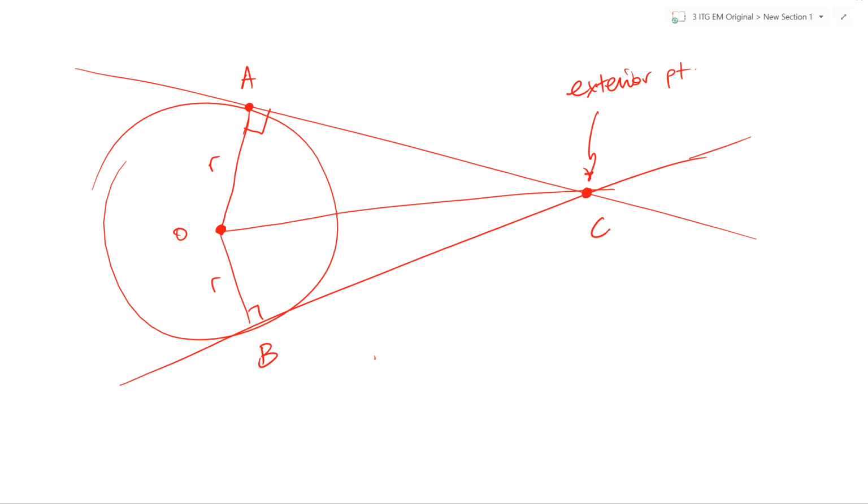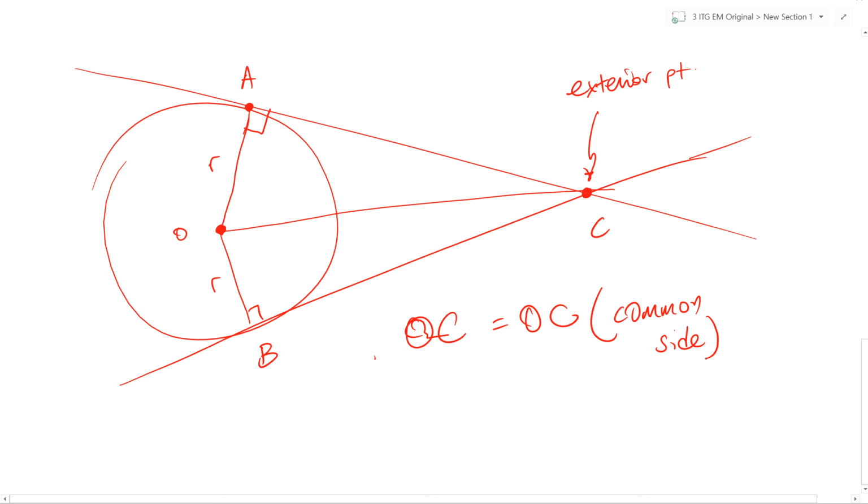Last one. Can? They have the same hypotenuse. Ah, okay. We have a right angle already. And you are telling me they have the same hypotenuse, is it? How will you say it? OC equals OC. Reason? Common side. So I've got right angle. So the R is settled already.